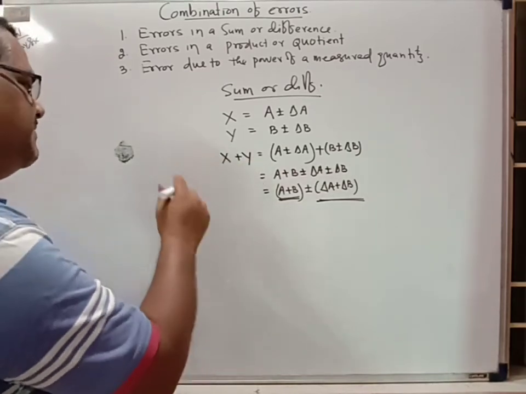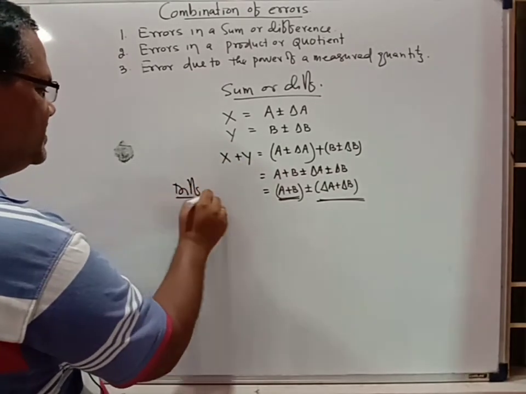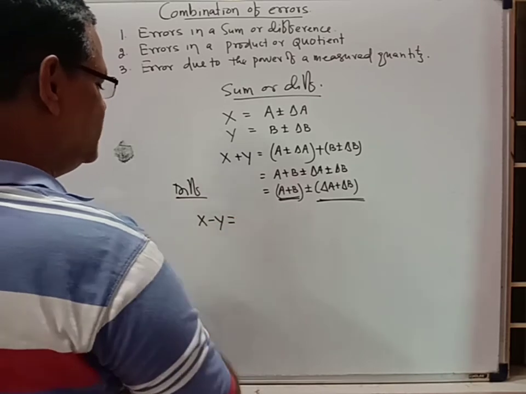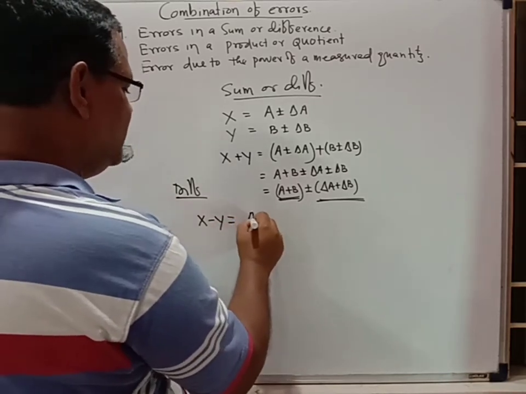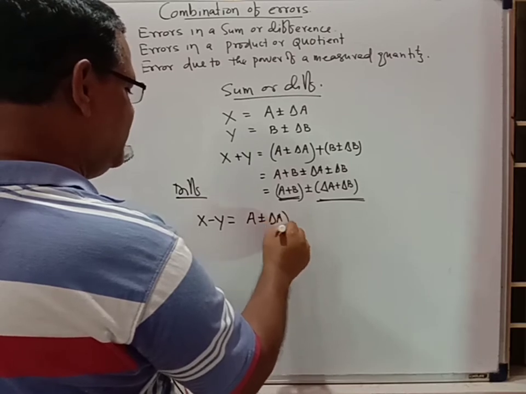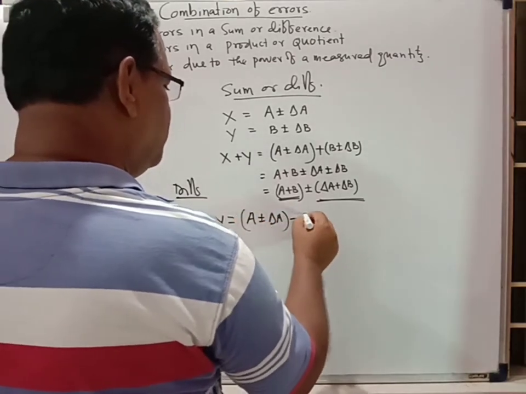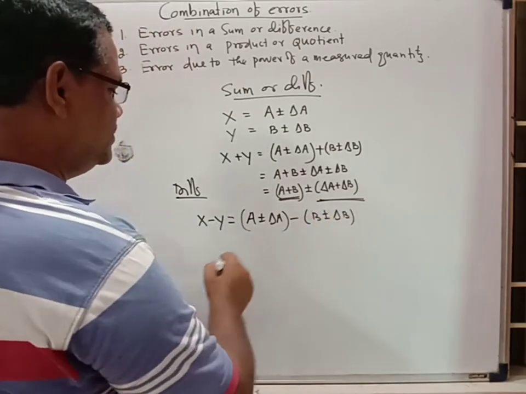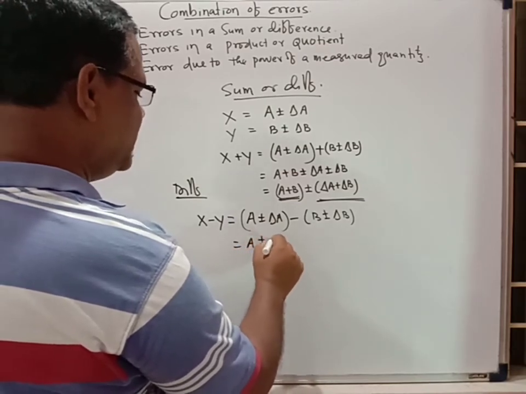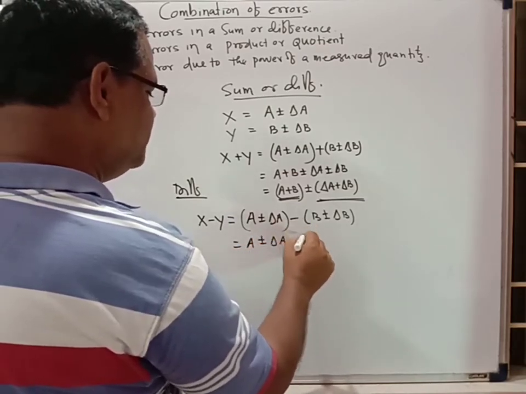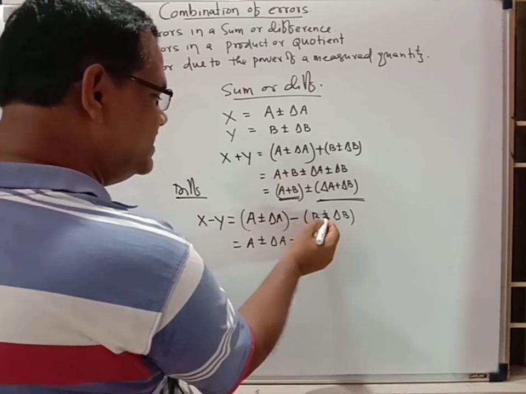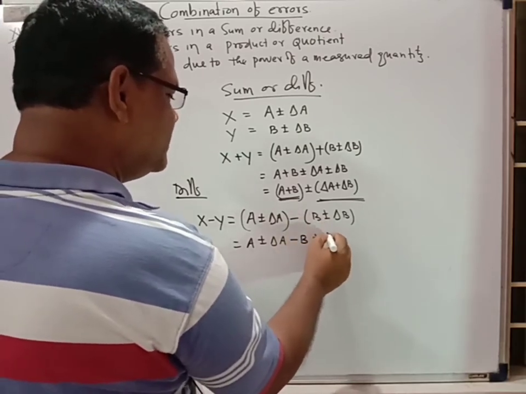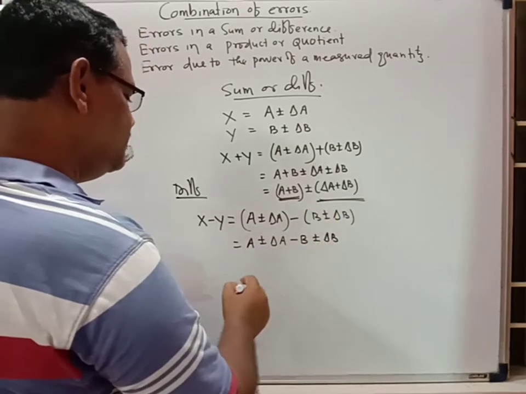Suppose you think of the difference, x minus y. This will be equal to a plus or minus delta a minus b plus or minus delta b. So this will be equal to a plus or minus delta a minus b, and this minus changes my plus or minus to minus or plus. Both are the same thing, either minus plus or plus minus delta b.